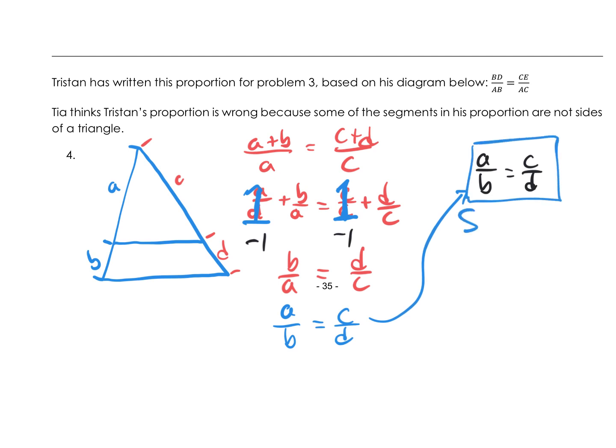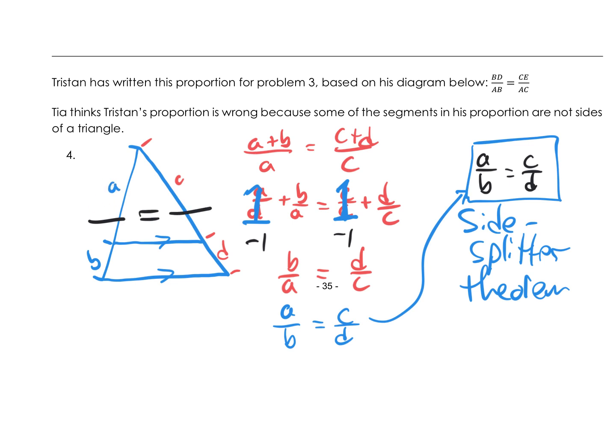So this is what we call the side splitter theorem. And it's really useful. It's useful because when we look at this situation where we have parallel lines, it's kind of cool, but these two sides, A over B, it just makes a proportion. Look at that. A over B equals C over D. Pretty cool, huh? And that's the side splitter.